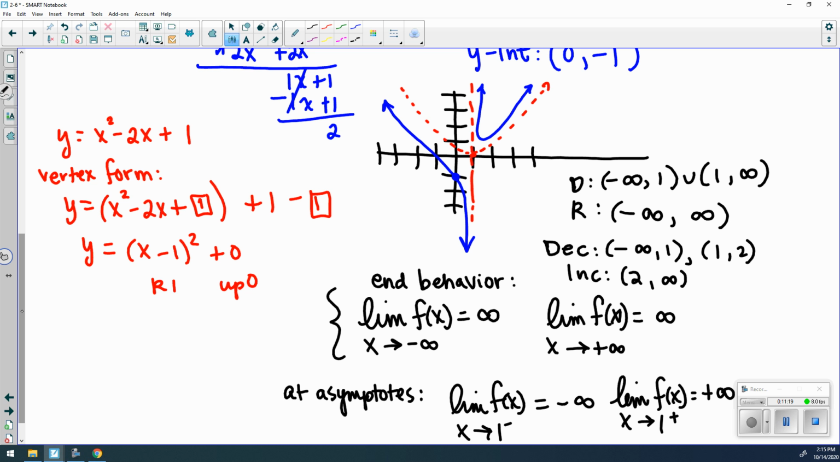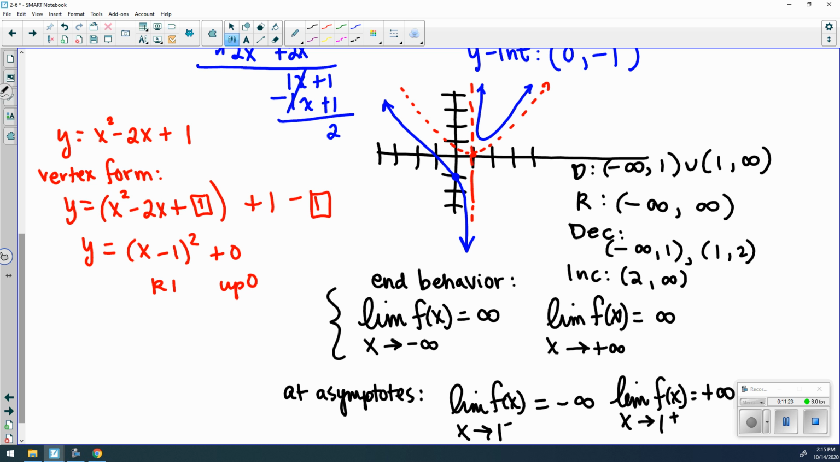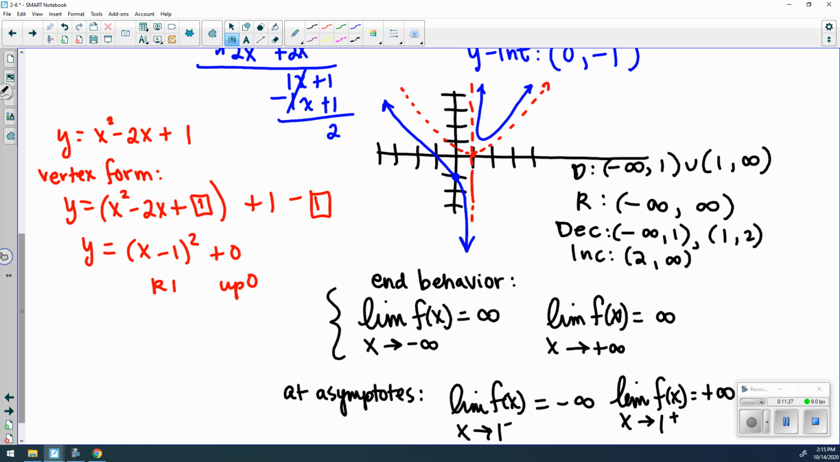There is an infinite discontinuity. There is infinite discontinuity at x equals 1. I think by this stage of the game, you guys recognize that infinite discontinuity. We've talked a lot about that. Okay, so let's stop there.